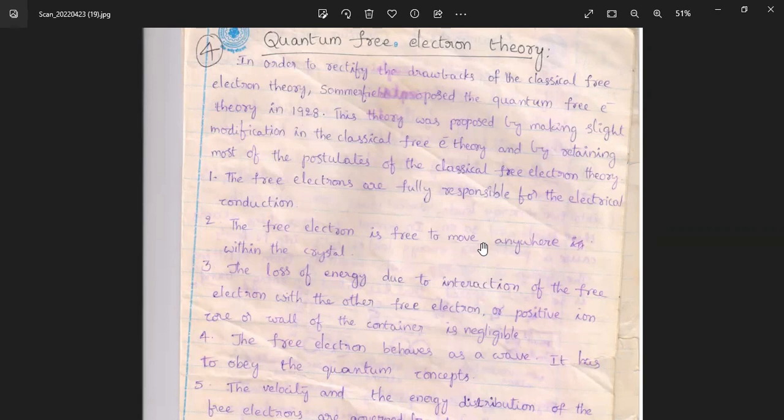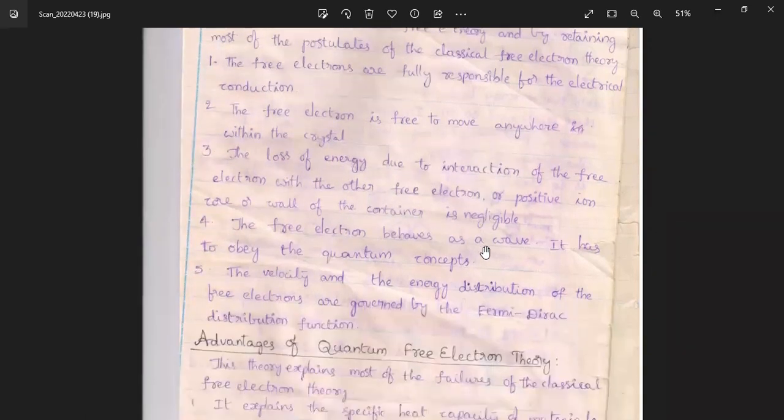The loss of energy due to interaction of the free electron with other free electrons, positive ion cores, or the wall of the container is negligible. The free electron behaves as a wave. It has to obey quantum concepts. The velocity and the energy distribution of the free electrons are governed by the Fermi-Dirac distribution function. These are the postulates of quantum free electron theory.